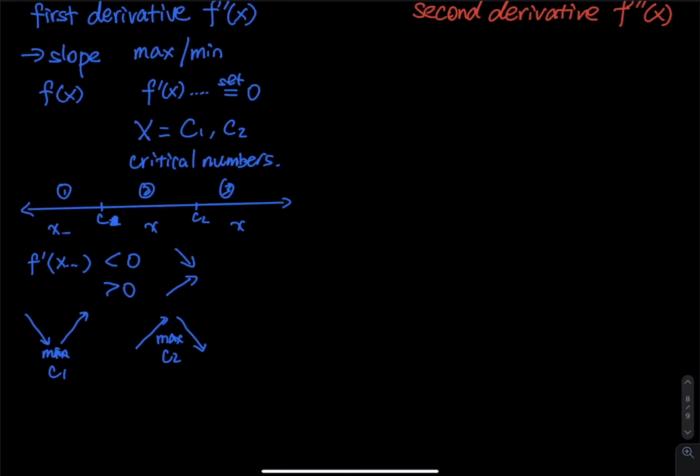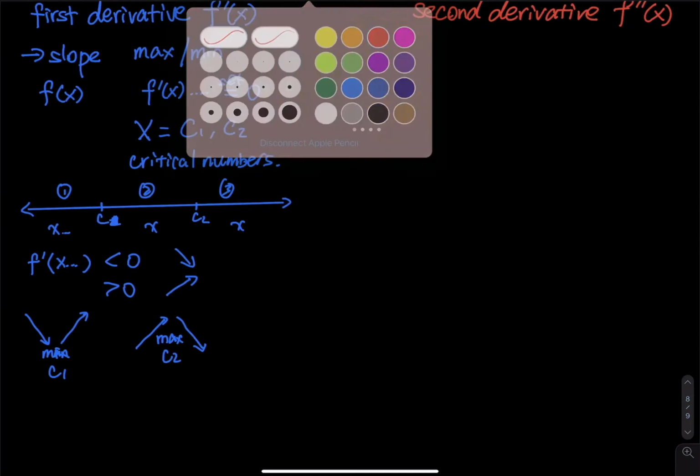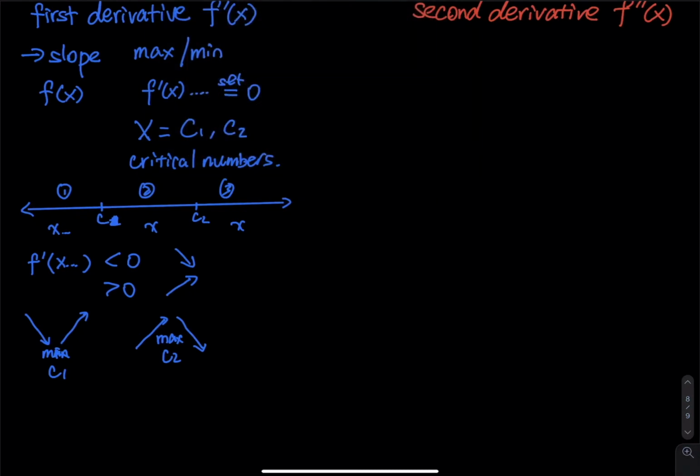What about the second derivative? What is the second derivative for? Every time I say second derivative, what is the first thing that you think of? When I say the word second derivative, you are thinking about concavity. If you don't know what concavity is, you have to watch the previous video. All right, so concavity is either concave down or concave up.